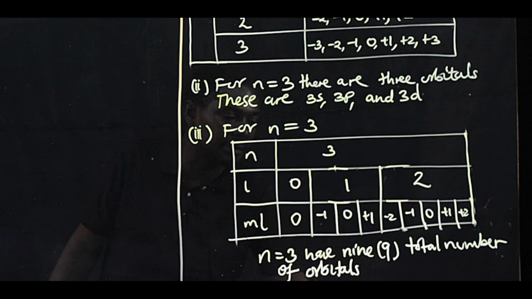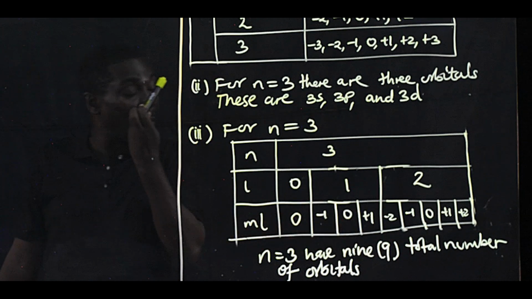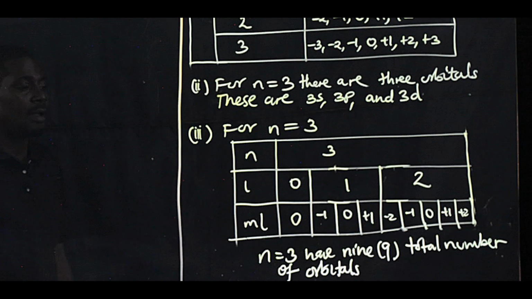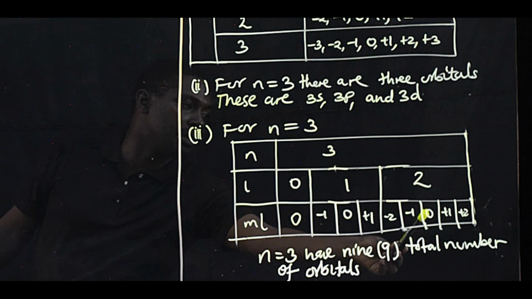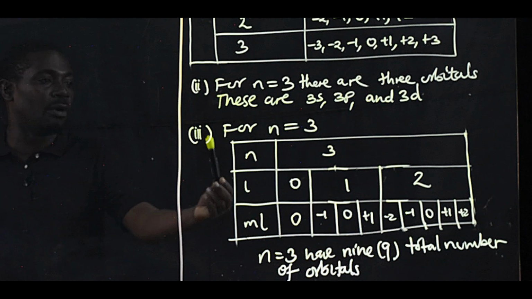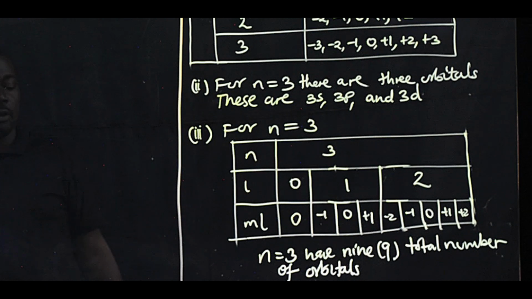ml specifies the number of orbitals for a given value of l. So l equal to 0 has 1 orbital. l equal to 1 has how many orbitals? 1, 2, 3. And l equal to 2 has how many orbitals? 1, 2, 3, 4, 5. So the total number of orbitals for n equal to 3 are 1, 2, 3, 4, 5, 6, 7, 8, 9. So for n equal to 3, the total number of orbitals is 9.